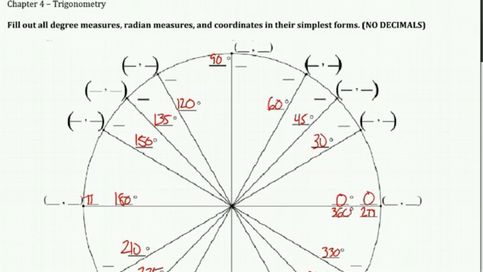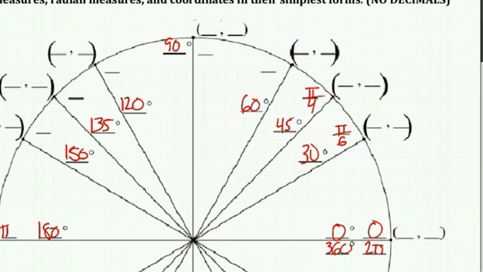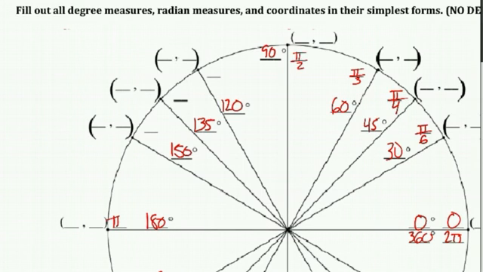So if pi is 180 degrees, 30 degrees is 1/6 of that, so that's going to be pi over 6. 45 degrees is 1/4 of 180, so 45 degrees is going to be pi over 4. 60 degrees is 1/3 of 180, so it's going to be 1/3 of pi, or pi over 3. And 90 degrees is half of 180, so it's going to be half of pi, or in other words, pi over 2. Everything else is going to be based off of that. So 120, you can think about that as 2/3 of pi, or it's 2 times larger than 60 degrees, so it's going to be 2 times pi over 3.